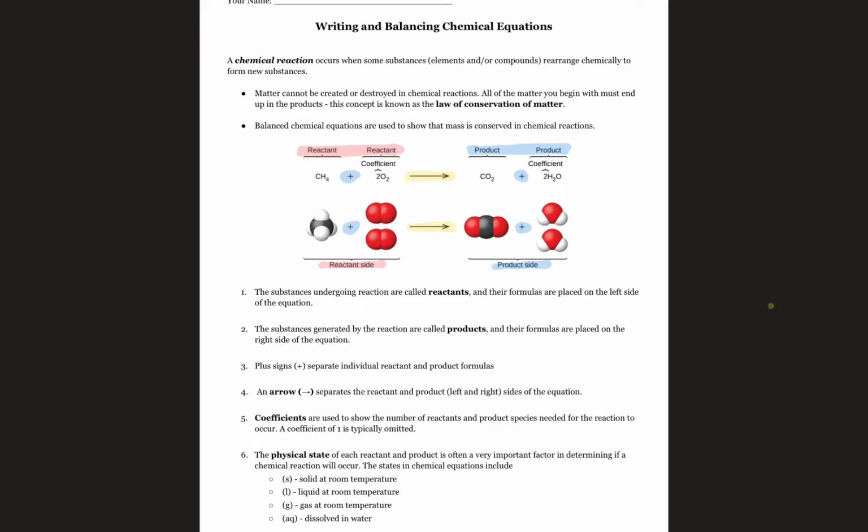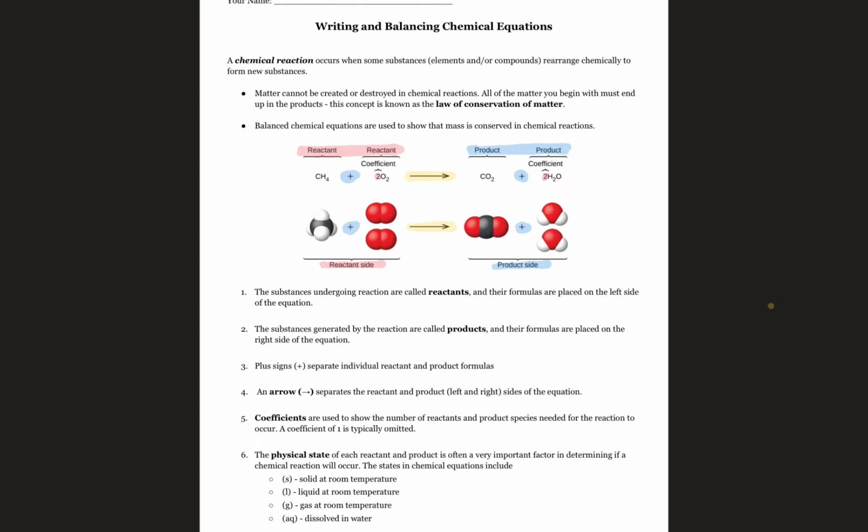Often, balanced chemical equations will require that you have more than one of a particular substance. For example, in our reaction here, we need 2 oxygen molecules to be able to react with that methane gas, which will produce 1 carbon dioxide and 2 water molecules. We represent this in the balanced chemical equation by putting a coefficient in front of the chemical formula for any substance that you need more than one of.